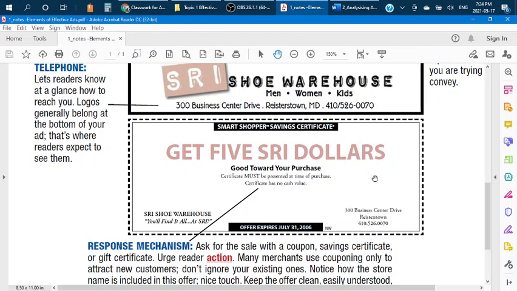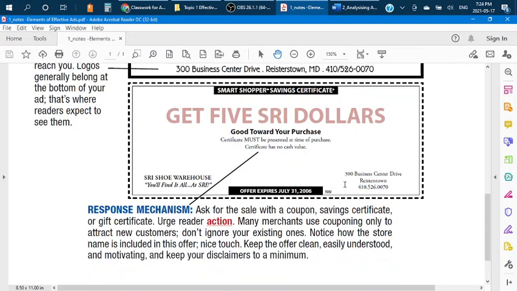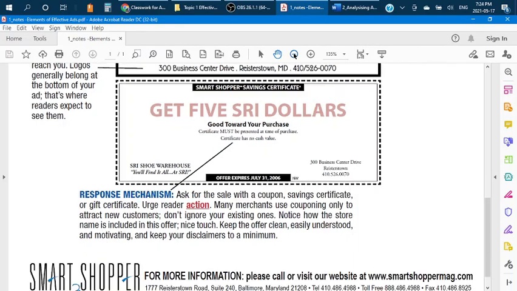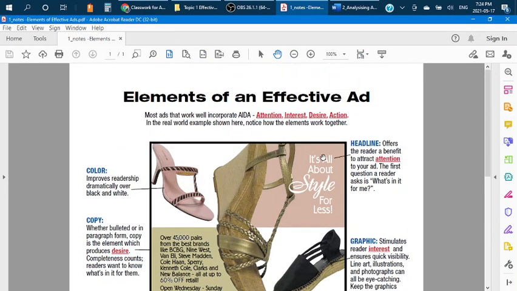So this is a long overdue coupon. But the point being is these are what we call disclaimers. It's basically telling you what things you can't do with the coupon. And they're kept to a minimum. There's only 3 of them on here. And this, like I said, creates action. So those are the 4 main things you want to have in each of your ads.